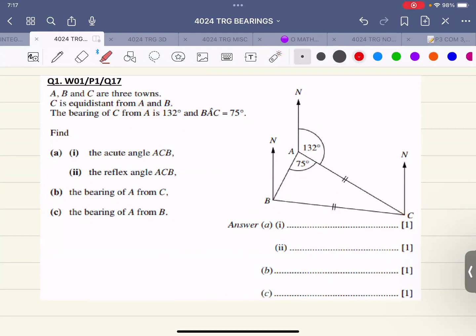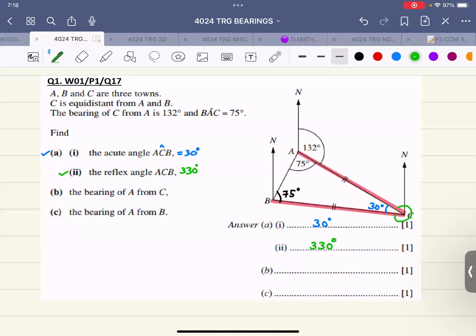Therefore, let me label it. This line and this line is the same. Therefore, this is an isosceles triangle. So therefore, if this is 75, this is also 75. 75 plus 75 is 150. 180 minus 150, that is 30 degrees. The first thing, part A part 1, the acute angle ACB, that is 30 degrees. Write it over here. The reflex angle ACB, that is the whole thing going like this. So that is 360 minus 30, that is 330 degrees. This thing is also done.